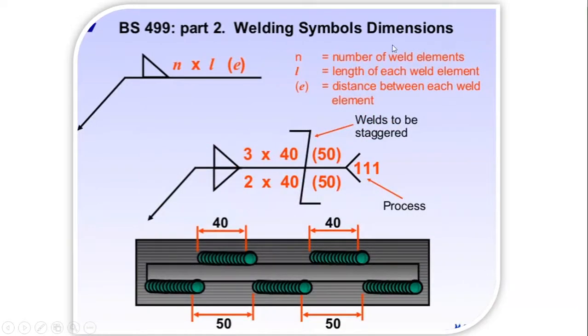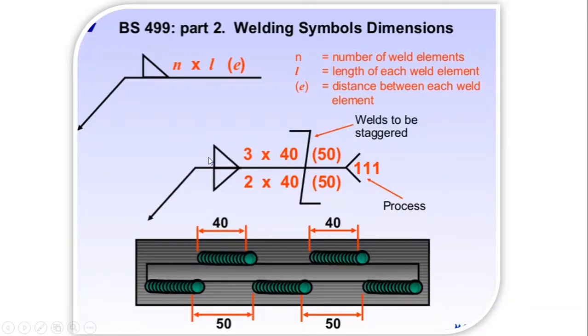The next welding symbol and dimension indicates n x L (E). Here n is the number of weld elements, L is the length of each weld element, and E is the distance between each weld element. Let's see here, 3 x 40 (50). That means on the opposite side, 3 welds, each 40 millimeter long, and the distance between the welds is 50 millimeter.